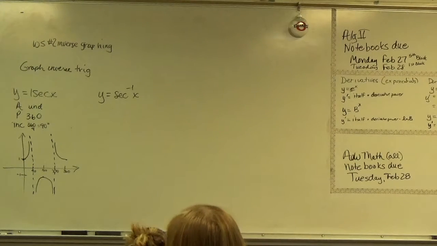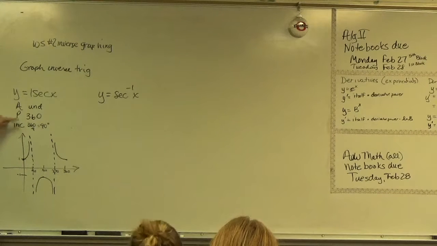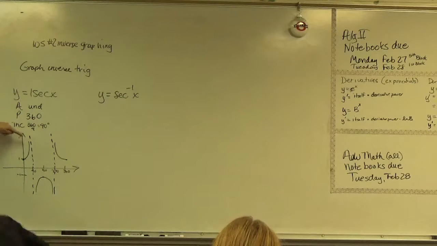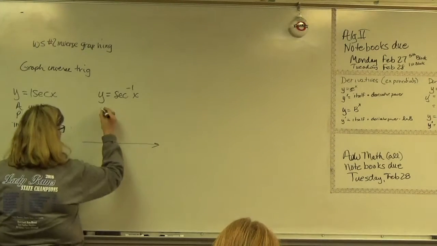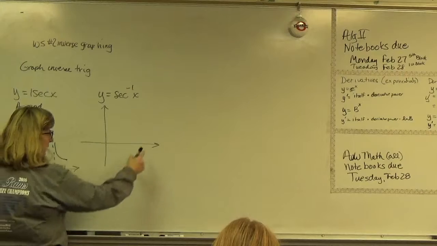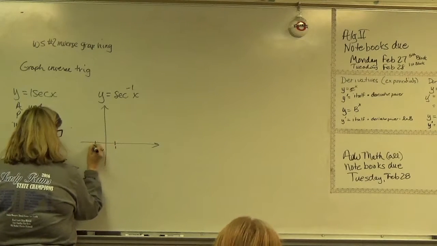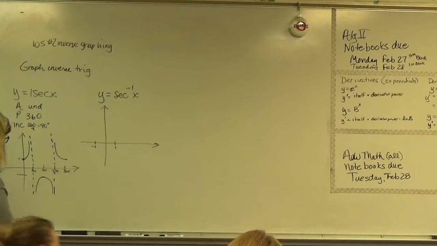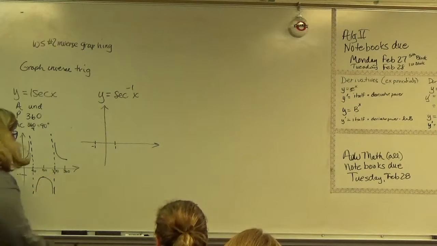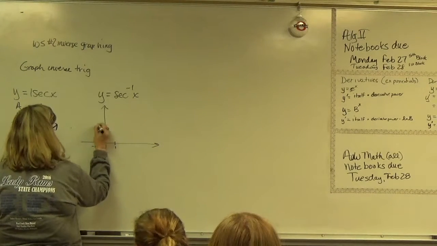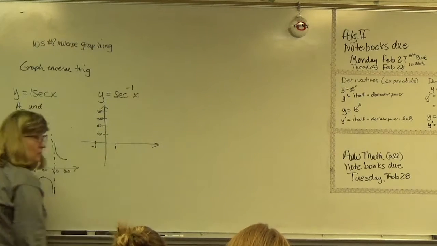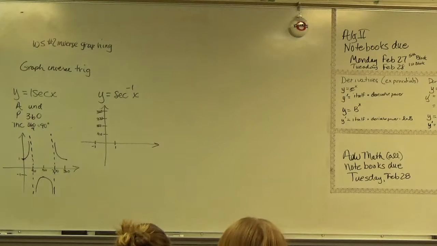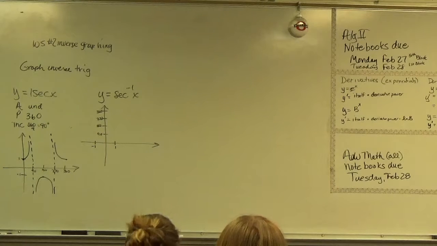Now to graph the inverse trig. I'm not going to reinvent the wheel. You don't need to write this down again. It's the same. But the inverse trig changes your axis. So the x-axis is now the numbers, and the y-axis is going to be the degrees. Does everybody understand what I did? Basically, if you turn your head sideways, you can see that graph shifted.